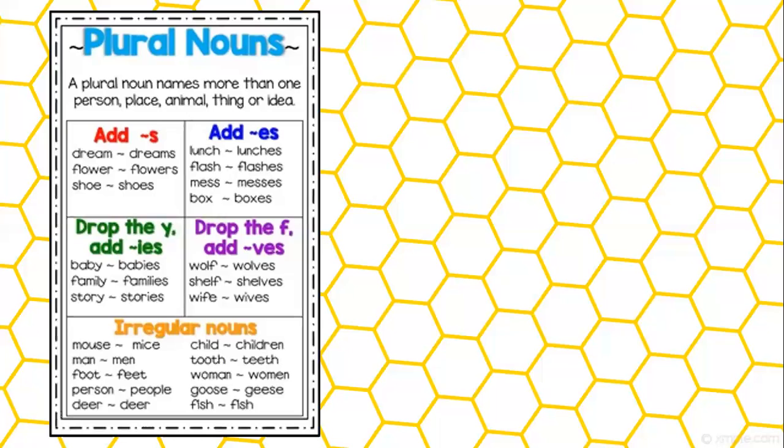Now, there are also irregular nouns. It means that the word is changed. Sometimes it changes the whole word.